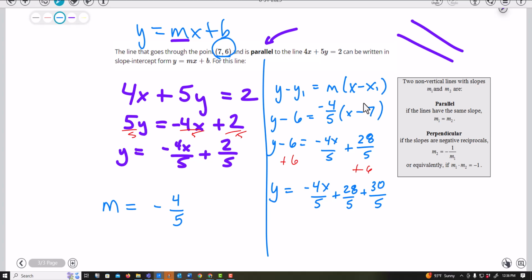And so this gives me y equals negative 4x over 5 plus 58 over 5. Or you could write that as a decimal, if you picked your calculator up, as 11.6. It'll take either one. It doesn't matter if it's a decimal or a fraction.